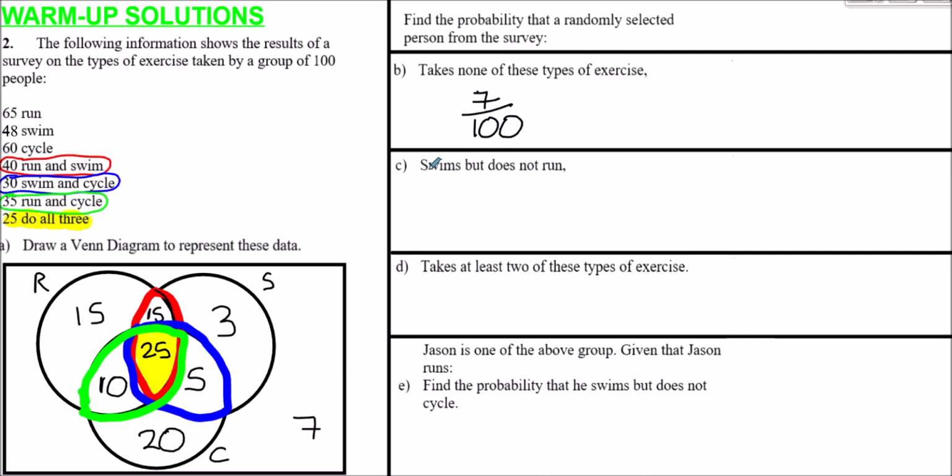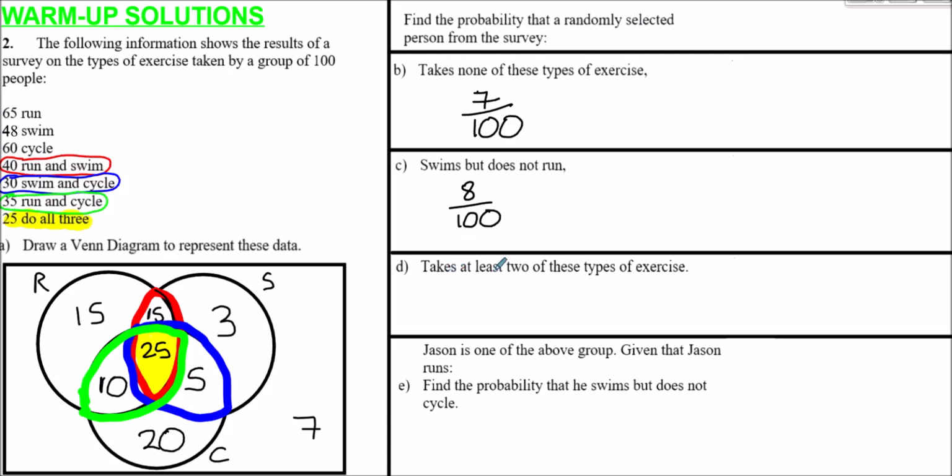Part C, what's the probability that this person chosen at random swims but does not run? So how many people swim yet don't run at all? Well, we've got here, it says 48 people swim, but we want the swimmers that don't run. So the running swimmers are these 15 and 25, which is 40. The people that swim but don't run are just these 3 plus 5, which is 8 of them. So that gives us a total of 8 over 100, which if you wish, you can simplify, or you can leave it as 8 over 100, that's fine as well.